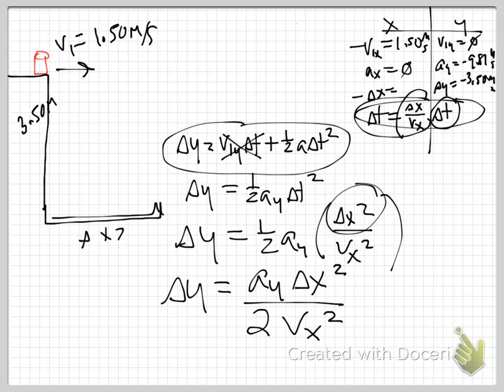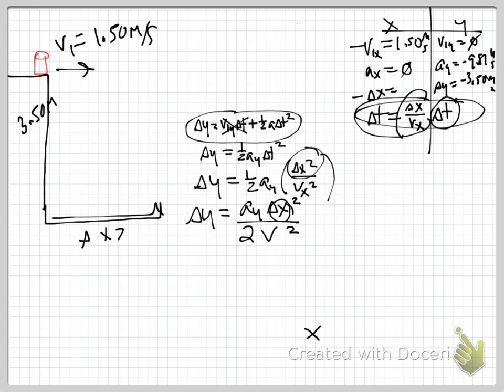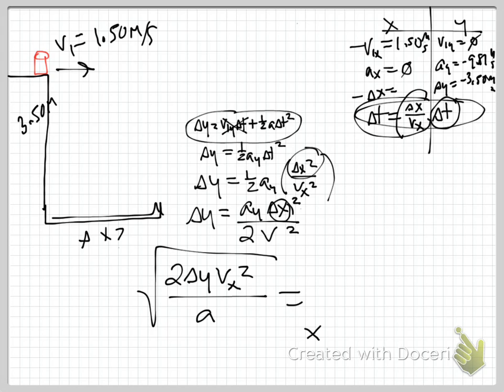Okay, we are solving for delta x. And if you want to do all your stuff the long way, you can. Delta x equals the square root of 2 delta y vx squared over acceleration. Okay? Which is the same expression that I think many of you came to a different way. I just want you to know where you're getting it.